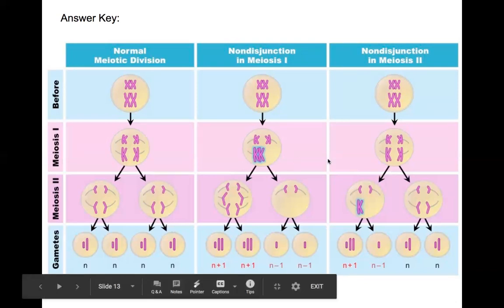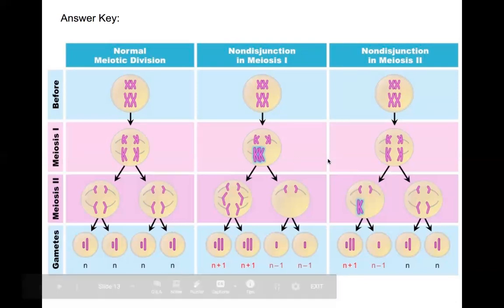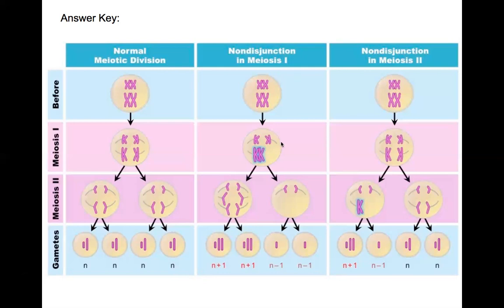So a typical question that can occur on an assessment could be: which one of these two types of non-disjunction could be more detrimental to the future offspring? And the answer is obvious. It would be non-disjunction that occurs early on in meiosis 1.